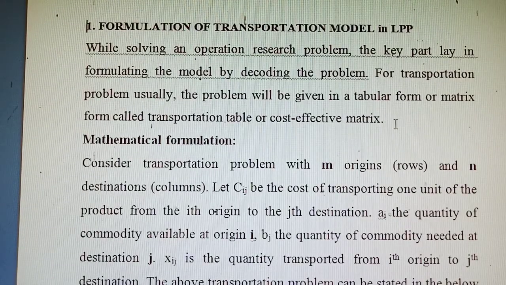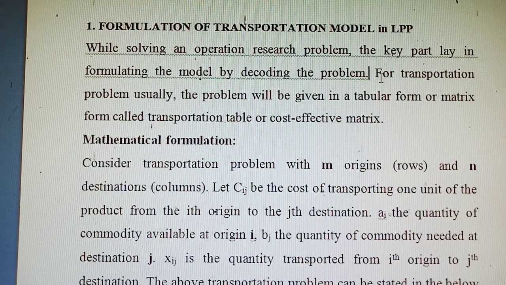We will discuss the formulation of the transportation model in LPP. Now it is required to solve the problems, so that while solving an operations research problem, the key part lies in formulating the model by decoding the problem. It means certain inequalities are required to be made equalities to solve the problem.